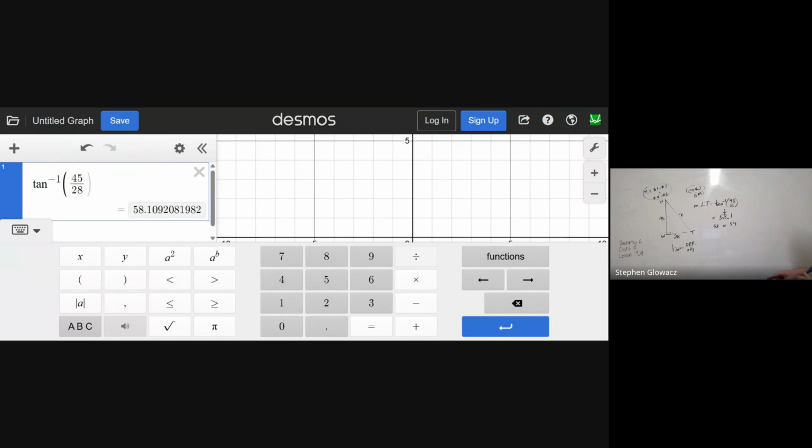So again, which one is it? Since the next number is a stay number, 0, 1, 2, 3, or 4, it's a 1. We're going to stay at 58 degrees. So the measure of angle T, rounded, so approximate, is 58 degrees. All right, so that's our example for problem number 5.